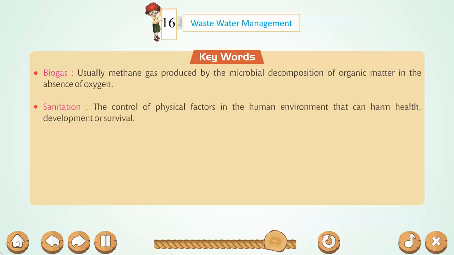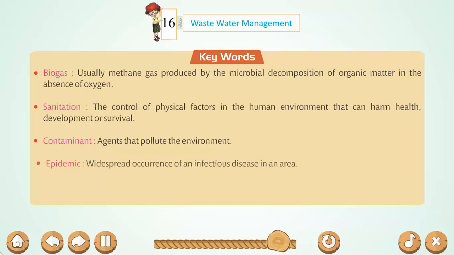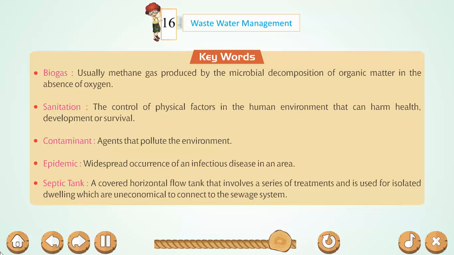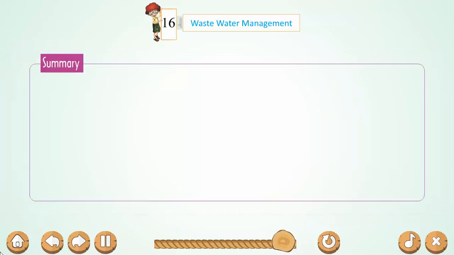Sanitation, the control of physical factors in the human environment that can harm health, development, or survival. Contaminant, agents that pollute the environment. Epidemic, a widespread outbreak of an infectious disease in an area. Septic tank, a covered horizontal flow tank that involves a series of treatments and is used for isolated dwellings which are uneconomical to connect to the sewage system.